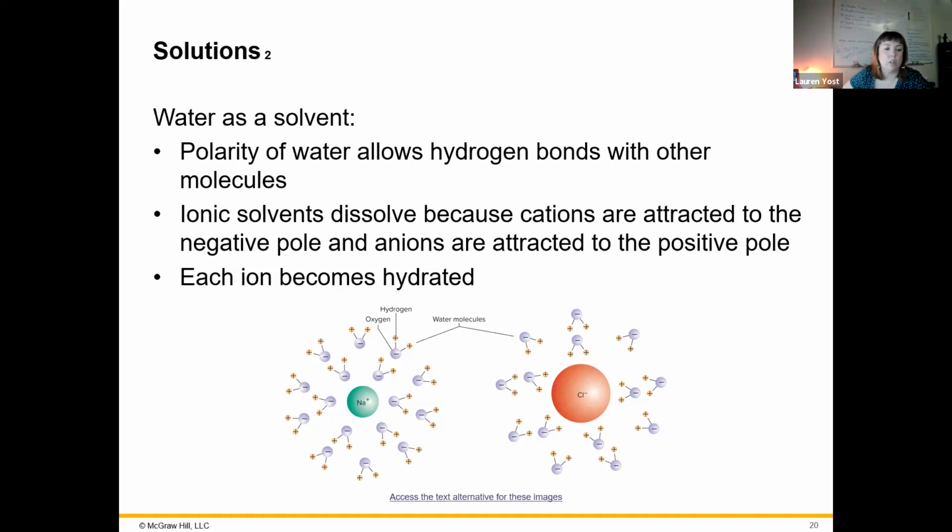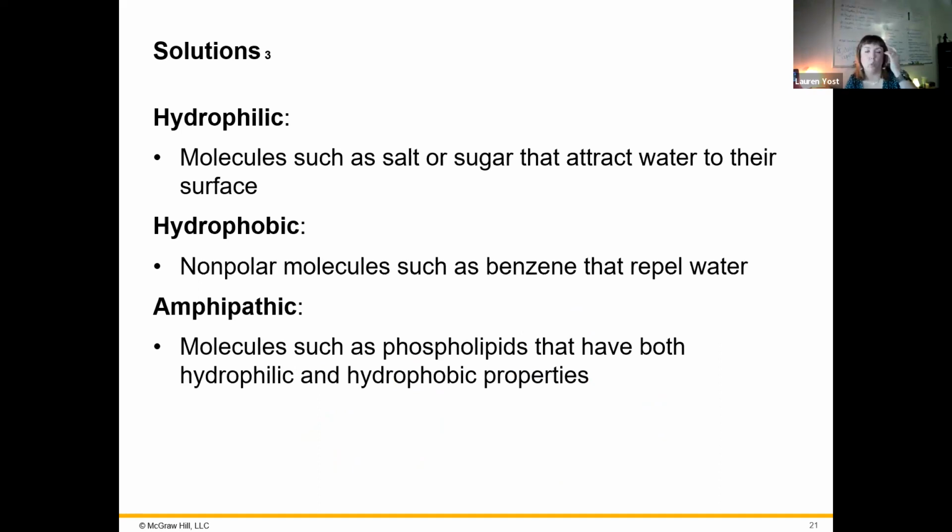So ionic solutes will dissolve because the cations are attracted to the negative pole and the anions are attracted to the positive pole, just like we were talking about with sodium chloride, right? The sodium is positive, it's a cation, so it's going to be associating with that negative oxygen aspect of water molecules. And then the opposite would be the case with the chlorine. It is negative, so it's an anion, and it's going to associate with that positive aspect of the hydrogen atoms of the water molecules. So you get the idea. Each ion will become hydrated, associated with water molecules.